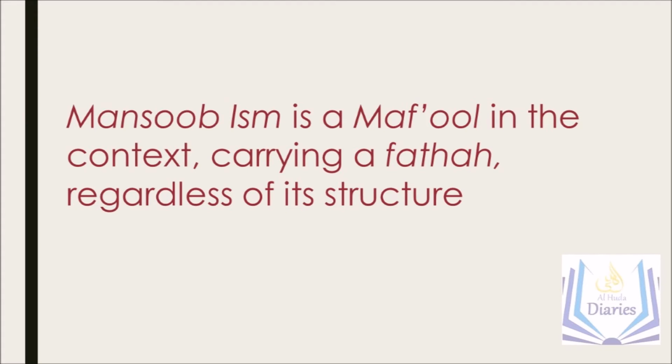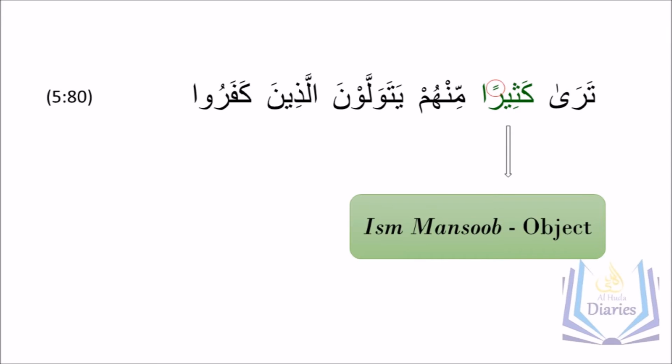Ism Mansoob is a maf'ool in the context. A noun is Mansoob only in the context, carrying a fatha, regardless of its structure. So it is maf'ool only in the sentence when it has a fatha, regardless of its word structure. For example, tara kathiram minhum. So kathiran here is the Ism Mansoob as indicated by the fatha, and it is not in the maf'ool structure.